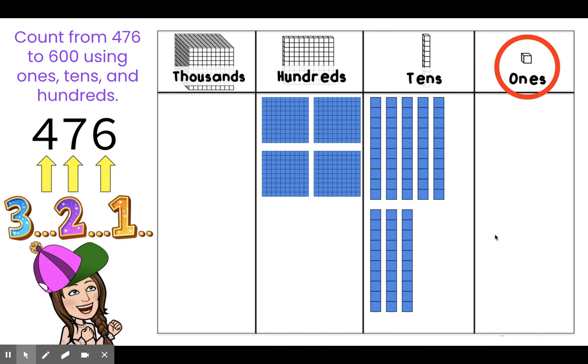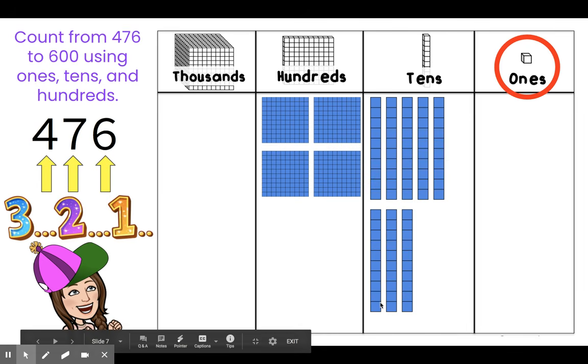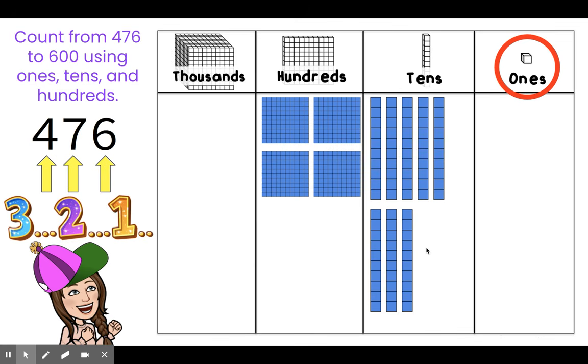480. But our goal is 600. So we don't want to stop there. What's our next benchmark number? If we're at 480, what's the next number we want to make it to? If you said 500, you're right. Now we're trying to make 10 groups of 10. We're really close. We have 8 groups of 10, or 80. 480. Let's count by tens, adding groups of 10 to get to the next benchmark number, which is 500.